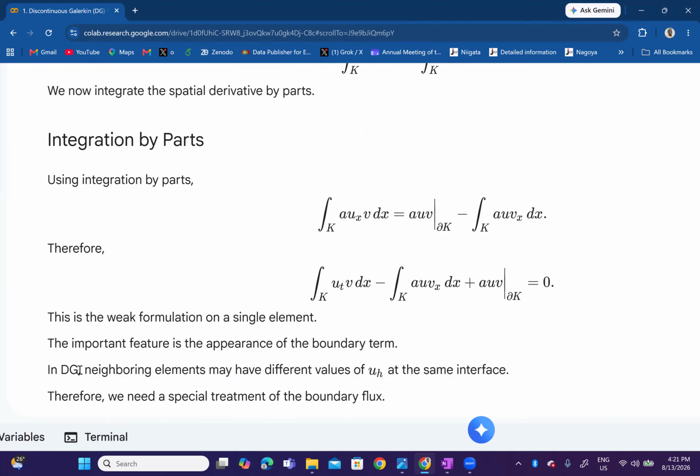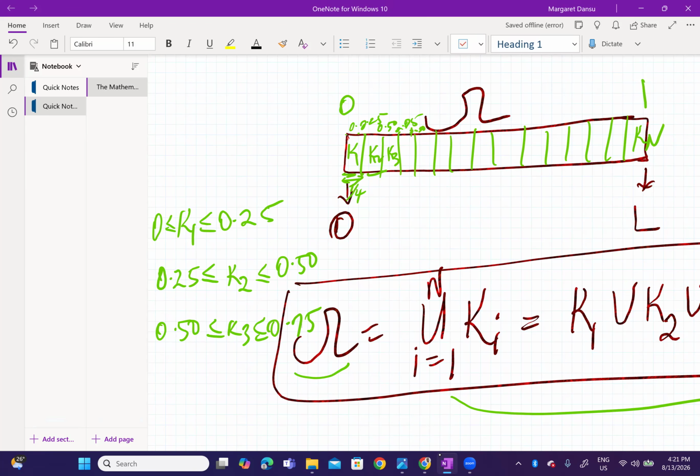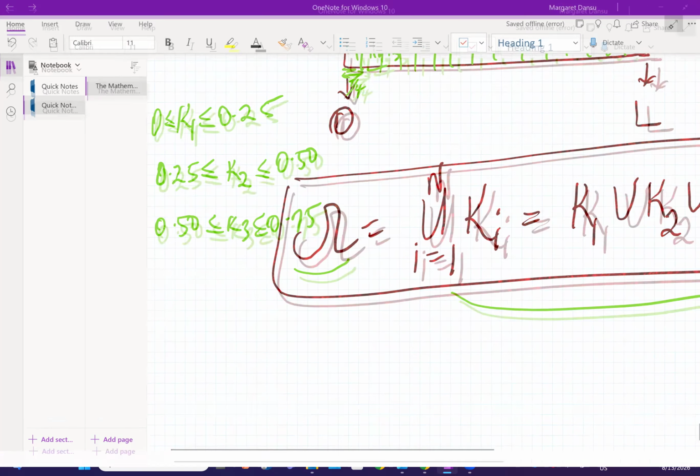In discontinuous Galerkin, neighboring elements may have different values of u sub h at the same interface. So you have the same interface, but neighboring elements have different values. Therefore, we need a special treatment of the boundary flux like this. For this part, you may want to review the idea of integration by parts, which is what we do here.